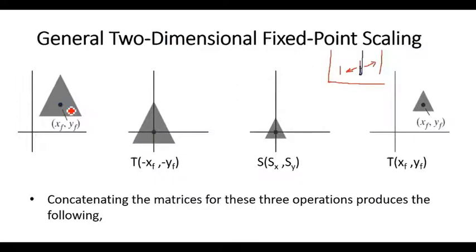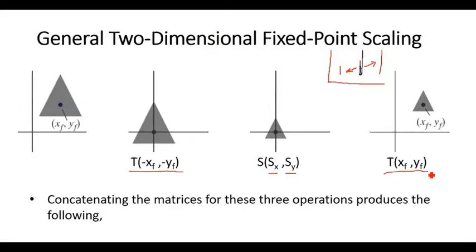It's similar to our rotation around a pivot point, even the fixed point scaling. What we do is we move it back to the origin. So we apply T of minus xf, minus yf, and then we apply scaling with scaling factors Sx and Sy. It might increase or decrease the size, it doesn't matter, depending on whether the factor is greater than 1 or less than 1. And then we move it back to its original position.